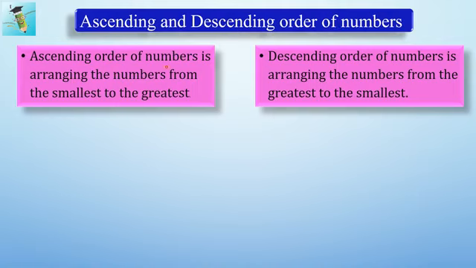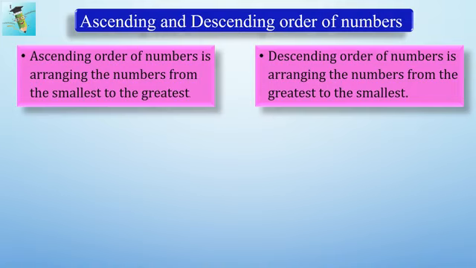Ascending order of numbers is arranging. So, we have to arrange. What we have to arrange? Arranging the numbers from smallest to the greatest. So we have already learnt about this smallest and greatest number, isn't it? அதை எப்படி கண்டுபிடிச்சோமோ அதே மாதிரி இப்போ நம்ம அதை வந்து அரேஞ்ச் பண்ண போறோம். That's it. So it's easy to arrange, isn't it?